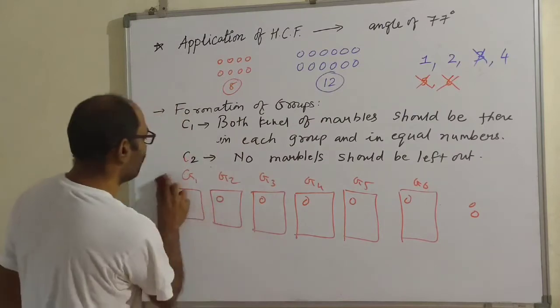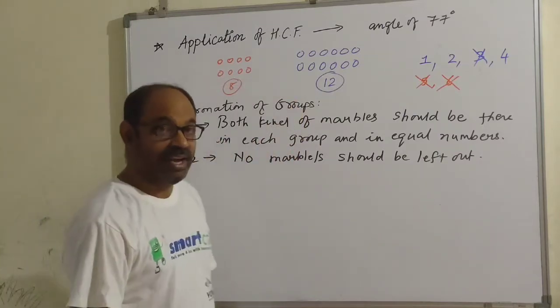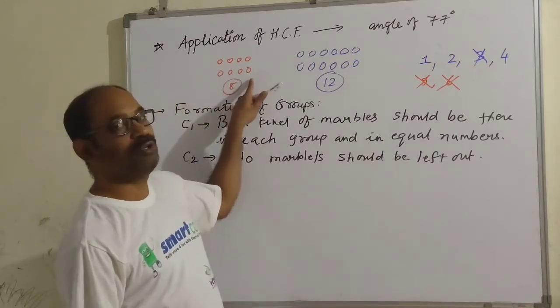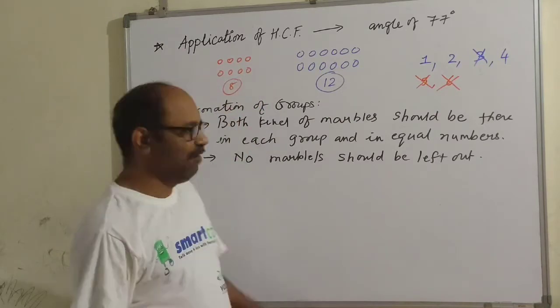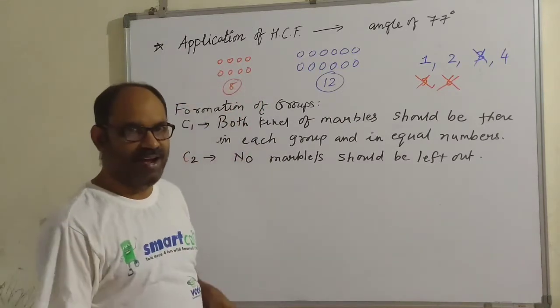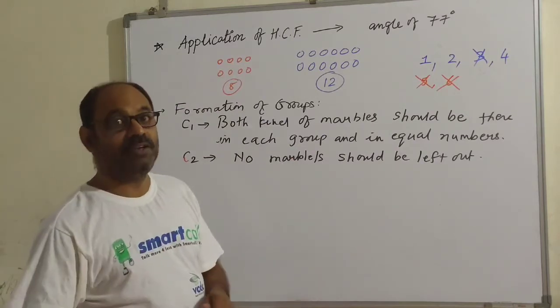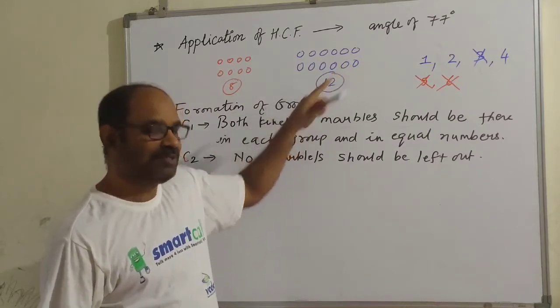Clear to you? Alright. Can you imagine if you can form 7 groups? No. Because when you form 7 groups, you can allot 1 red marble in each group and 1 marble would be left. So this condition is not satisfied. I hope you understood that. Can you form 8 groups? Let's see.